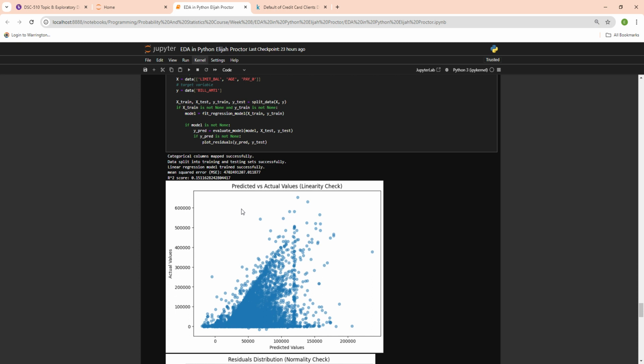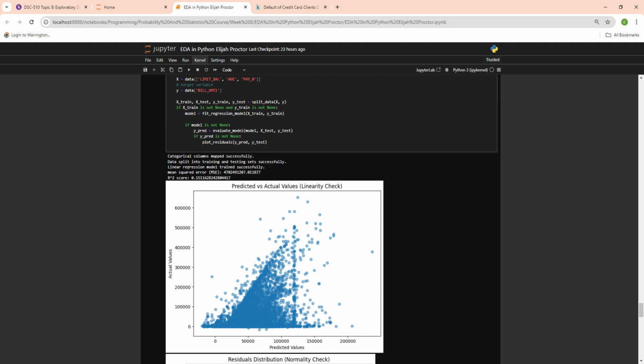So let's just go over our results here. In our linear regression analysis, to predict the billing amount in the first month based on our age, credit limit, and payment status, first, the categorical columns were mapped successfully, which is good. Then the data was split into training sets, and the regression model was trained. We have our mean squared error, which is very large. I think that's 4.7 billion, which means that the model's predictions are far from the actual values.